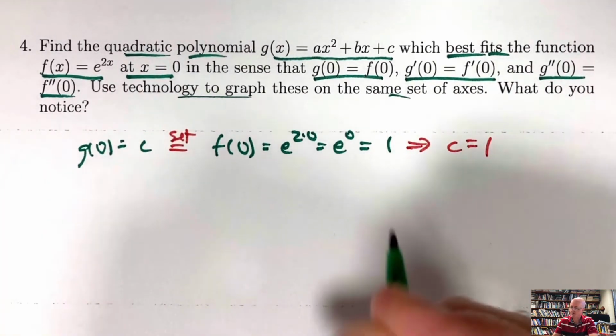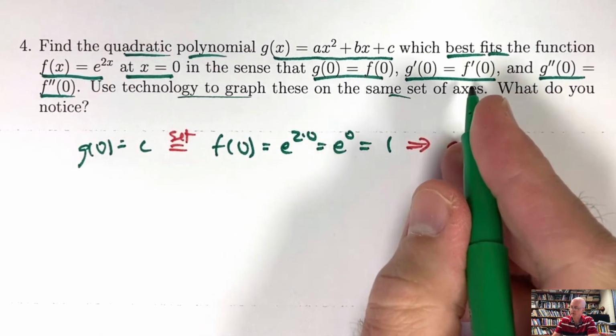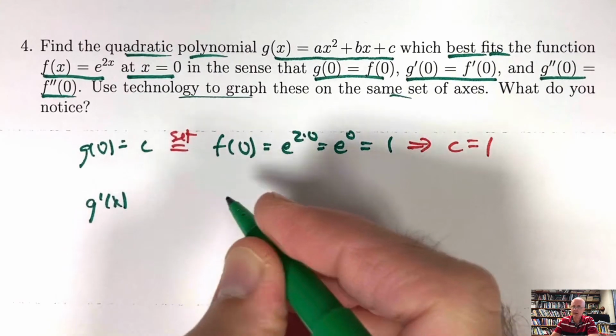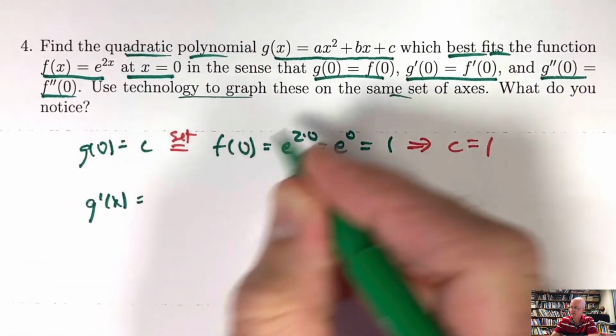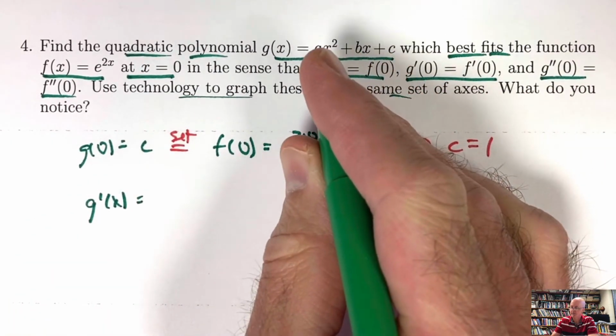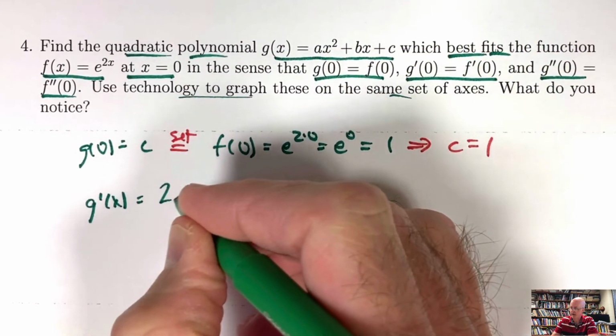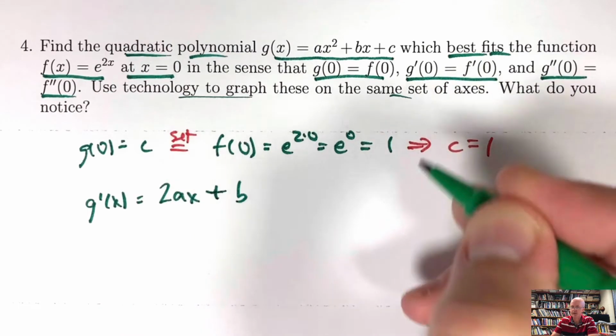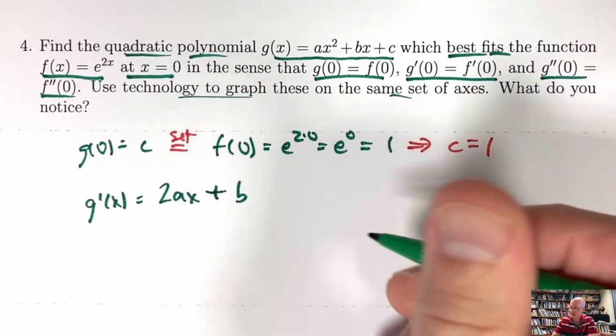What about the derivative? G prime of 0 should equal f prime of 0. We better figure out those derivatives first. G prime of x, g is a polynomial. A, b, and c are constants there. The derivative of ax squared is 2ax. The derivative of bx is b. And the derivative of c with respect to x is 0.